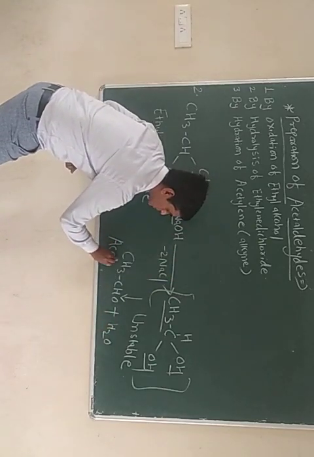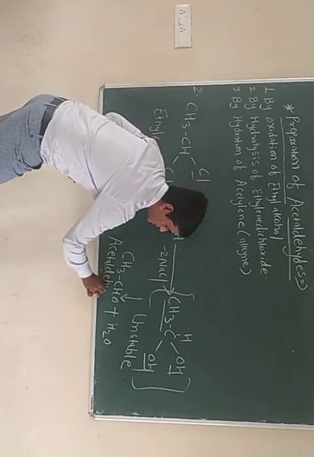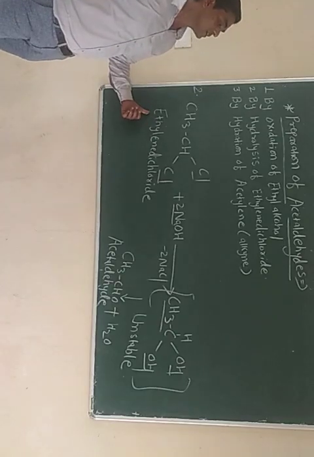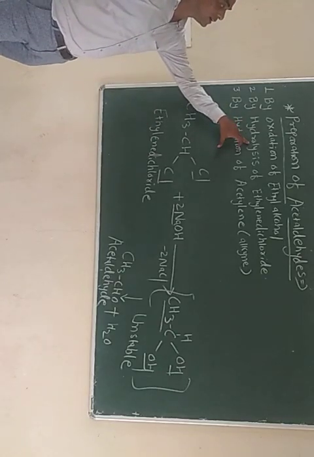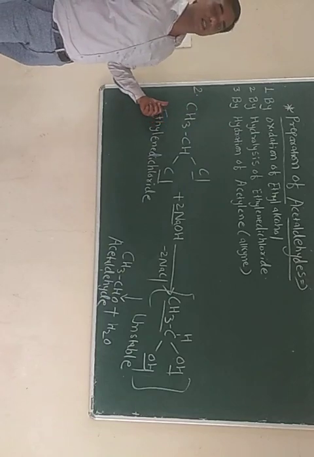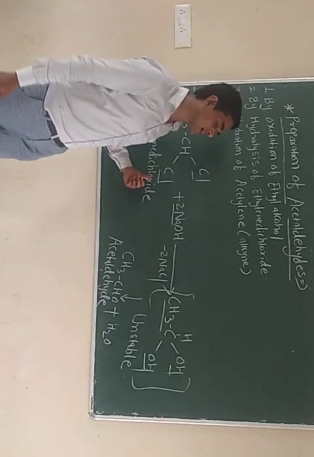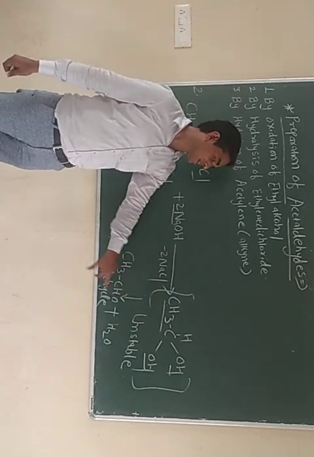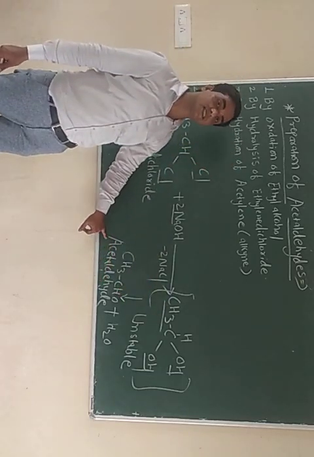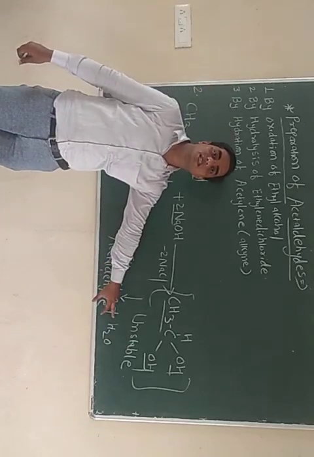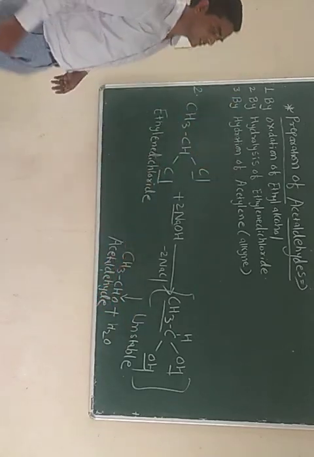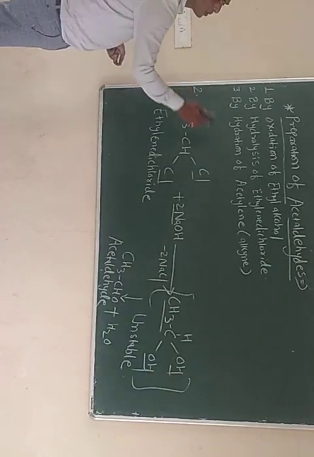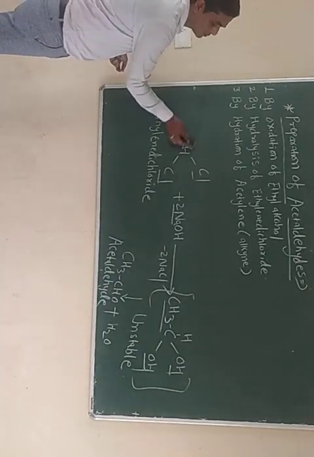This is nothing but the structure of acetaldehyde. So acetaldehyde can be prepared by the hydrolysis of ethylene dichloride. If hydrolysis of ethylene dichloride is carried out, first of all we will get the unstable product, then after rearrangement we will get acetaldehyde, and a water molecule is eliminated in this reaction. So this is all about the formation of acetaldehyde from ethylene dichloride.